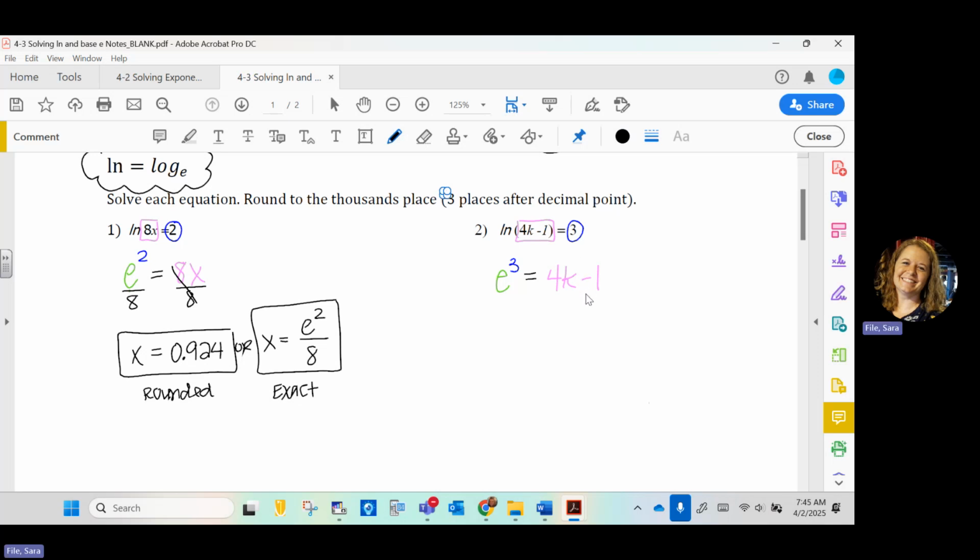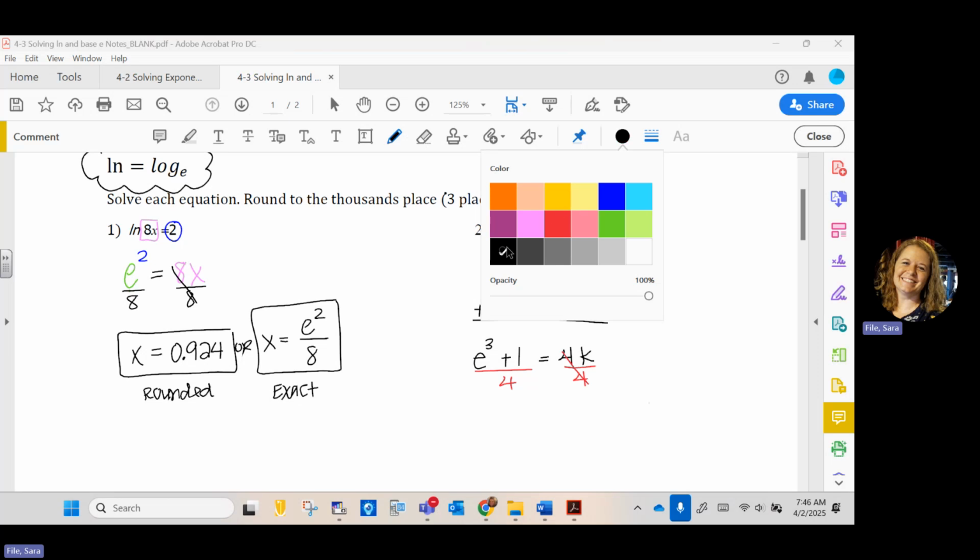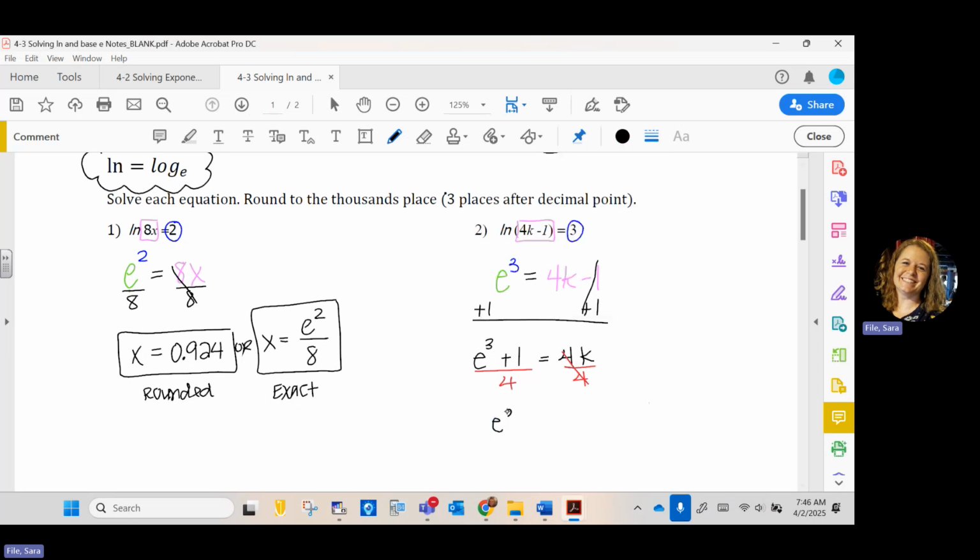Yeah, you have to get rid of the constant first. So to do that, I'm going to add 1 to both sides. And again, I can't combine these. I'm just going to write it as e cubed plus 1. Now I get rid of the 4 by dividing. So if you are asked for the exact answer, that's it. That's your exact value.